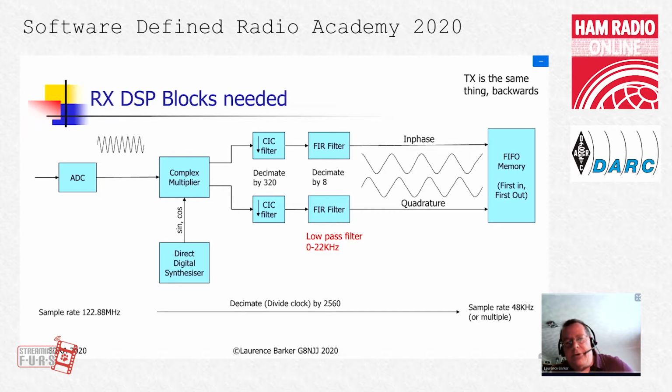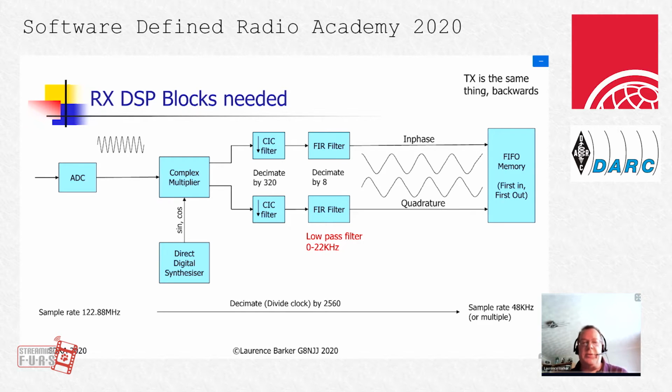To do that, the blocks that I'm going to use are these ones. My VFO is implemented with a thing called a direct digital synthesizer, which is going to give me the sine and the cosine of the local oscillator. The mixing process is done with a complex multiplier, which is going to multiply and then give me a complex output signal from which I get the in-phase and the quadrature parts. The filtering I'm going to do in two steps. First of all, using a cascaded integrator comb filter, decimating by 320, and then an FIR, decimating by a further factor of 8.